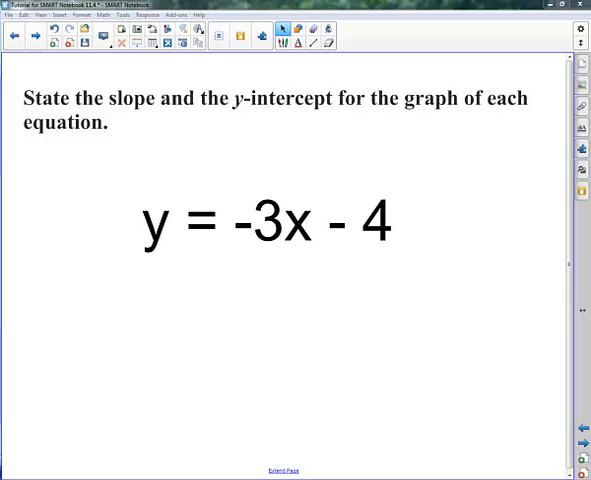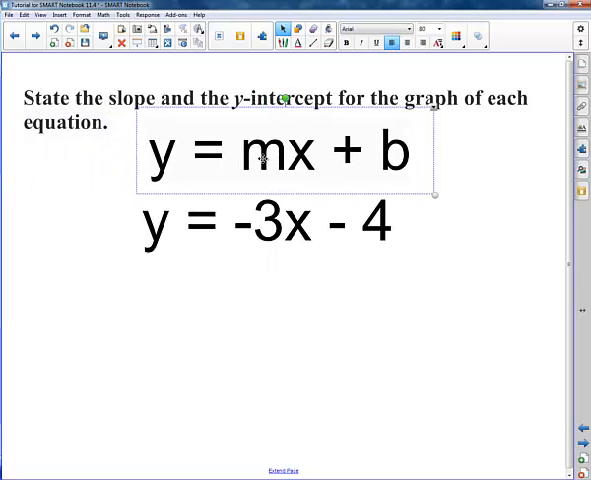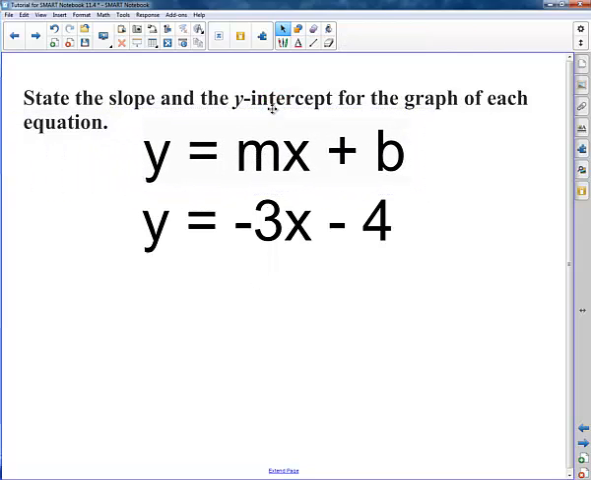Okay, here's the next example. We're going to do the same thing. State the slope and the y-intercept for the graph of each equation. And we're going to use, back to that, y equals mx plus b. We're going to line it up. Everything's already lined up here. Our equal signs are lined up, our x's are lined up, and our numbers over on the right are lined up. Our y's are lined up, everything's lined up.